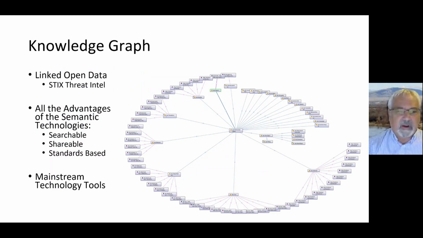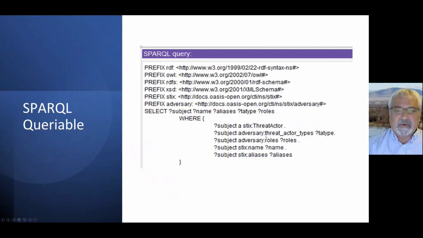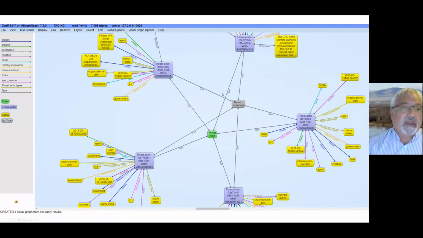Here's an example of a query where I'm querying for threat actors, their threat actor types, their roles, their names, and their aliases. Here's the result in graphical format, but in this knowledge base, we have 5 threat actors. And here are the semantic relationships they have with the data about them. And this is drillable. We can look into these objects and discern more information about them. Here's the case where I've done so.